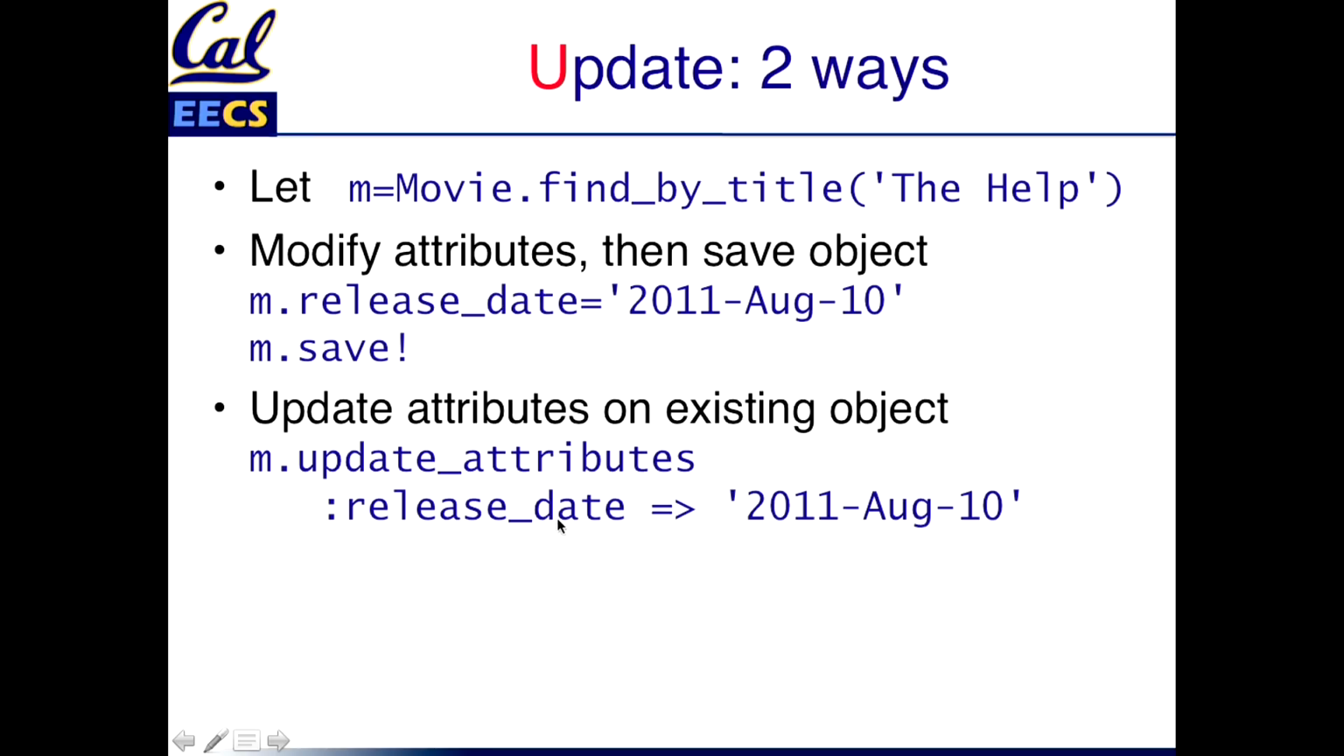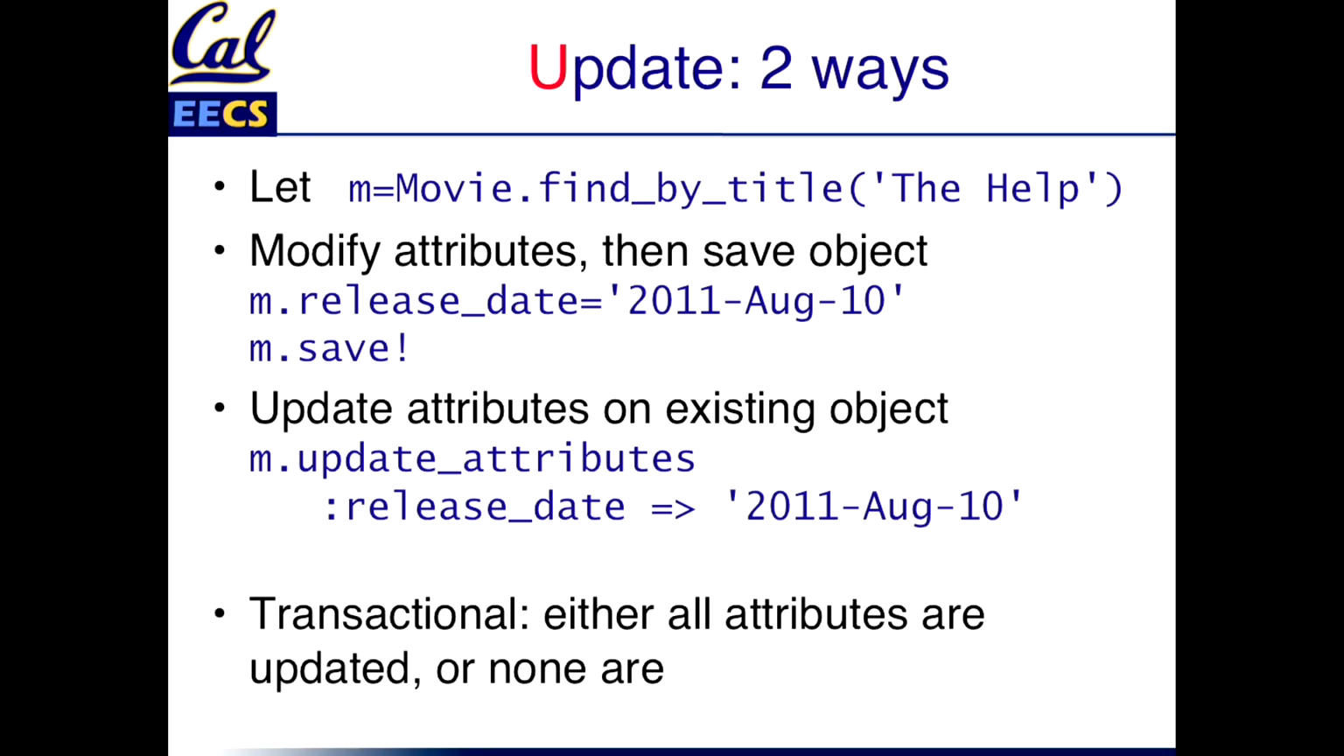We could also combine them: there's a call, update attributes, that lets you essentially pass a hash of attributes and their new values, and it operates atomically. So if you try to update a bunch of attributes at once, either they all get updated correctly or none of them do. So you could think of it as being transactional in that way.